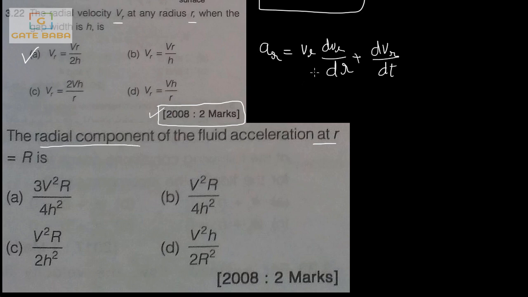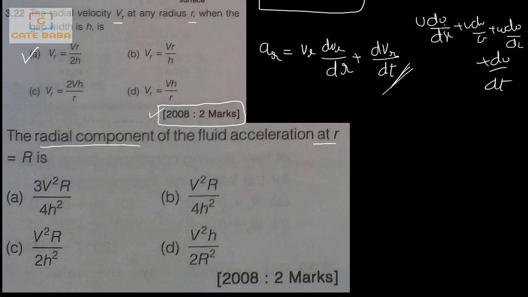The radial component is very similar to the x component, y component. For the x component, what do we write? u du by dx plus v du by dy plus w du by dz plus du by dt. Similarly, I am writing here Vr dVr by dr plus dVr by dt. But in this condition, v is not there, w is not there, only the radial component is there.